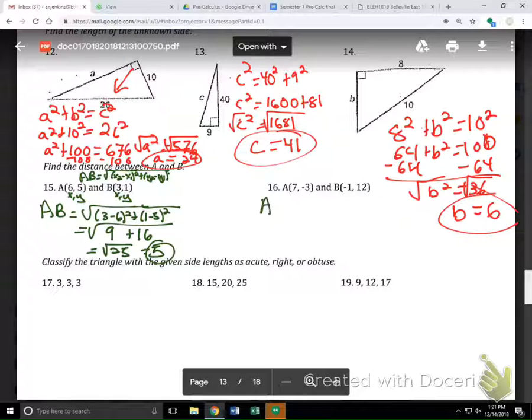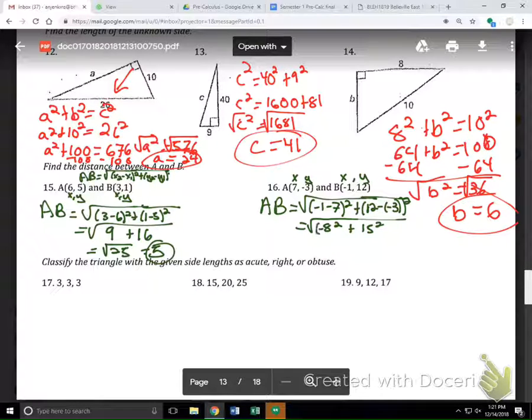Over here, we're doing the same thing. We have AB, which equals the square root of, remember it's xy, xy. So x2 minus x1 squared plus y2 minus y1 squared. Here we end up with the square root of 8 squared plus 15 squared. 8 squared is 64 plus 15 squared, which is? I think it's 225. Double check my math. I don't know.